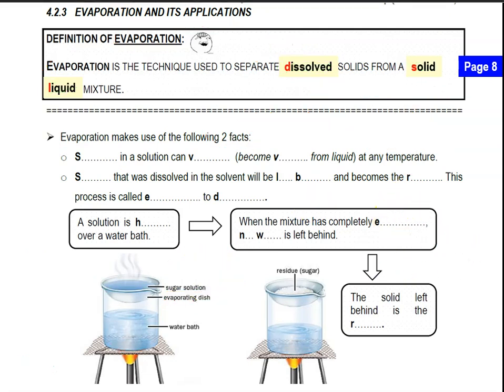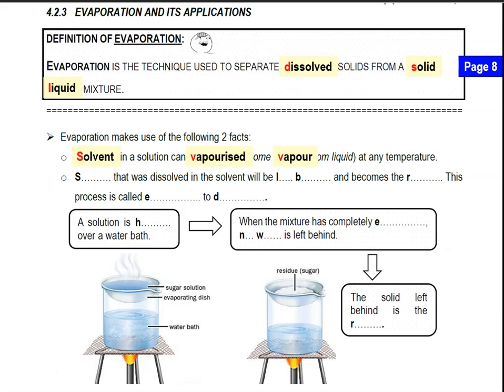So what are the two facts that evaporation actually makes use of? We use evaporation only when the solvent, that means the liquid in the solution, can vaporize. Now, if you look at the word vaporize, it comes from the word vapor. That means this solution can become vapor from liquid at any temperature. That means it can become vapor at room temperature. It can also become vapor at hotter temperatures. So the first scenario where we can apply evaporation is if and only if the solvent in the solution can become a vapor. If the solvent in the solution cannot become a vapor at any temperature, then evaporation will not be very useful.